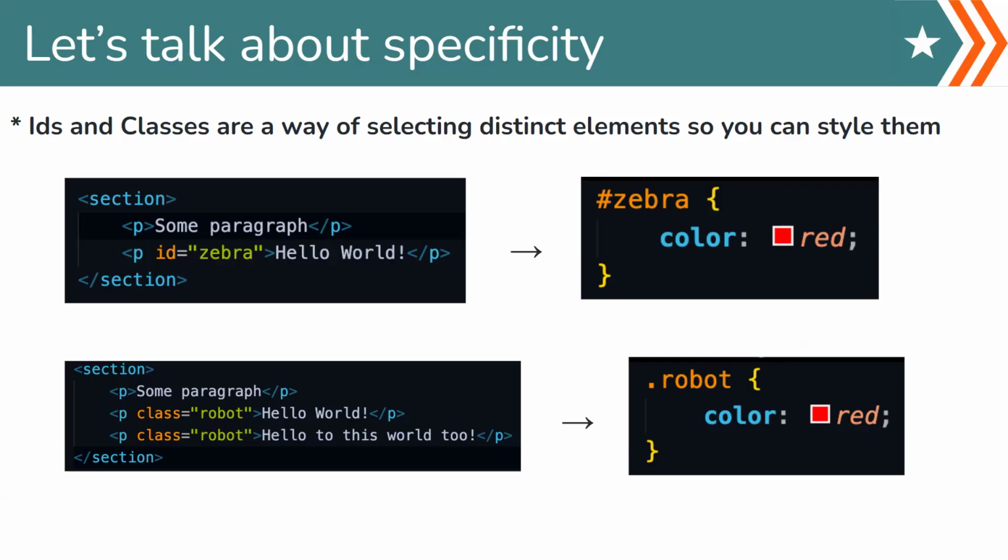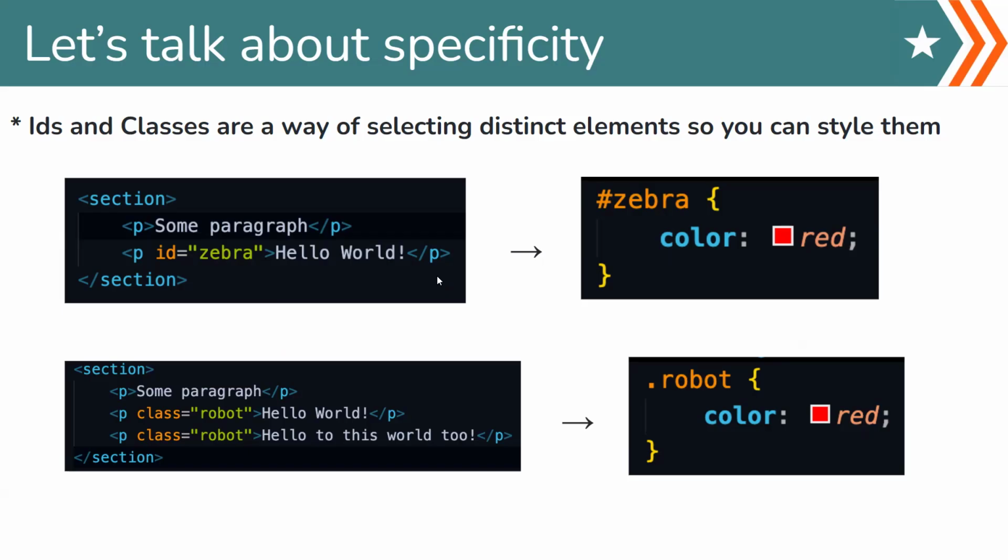Now, these look fairly similar. Why would you use one over the other? Well, IDs are unique, right? They should only belong to one element. So you can't give the ID of zebra to multiple elements. So you want to keep that in mind. And with that in mind as well, that's going to give it a higher level of specificity. I know we still don't know what specificity means. We'll get to it in a little bit. But IDs are supposed to be unique. So only one element should have that ID. And when used in your CSS style sheet, when referencing the ID, you're going to use a hashtag.